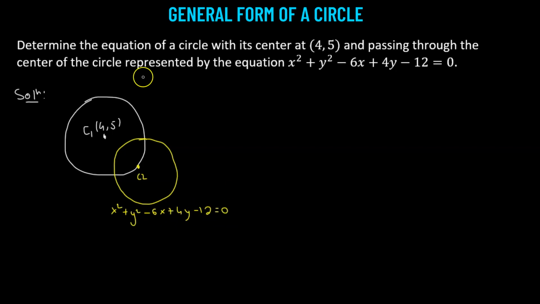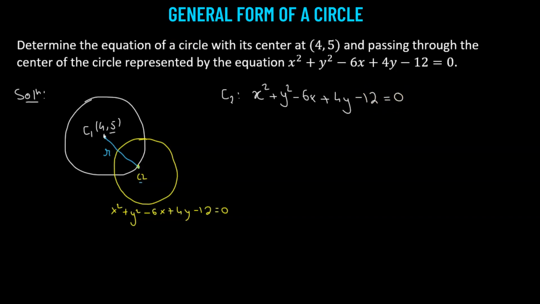So let us begin. Now, in order to find out the equation of a circle, we need two pieces of information. We need the center of the circle and we'll also need the radius. So how do we find the radius? That's very simple. If you can find out the coordinate of the center C2, then we can join C1 and C2, and by using the distance formula, we can easily obtain the radius. Fine. So let's do that. We'll begin with the circle C2. So circle C2, that's given by x squared plus y squared minus 6x plus 4y minus 12 equals 0.